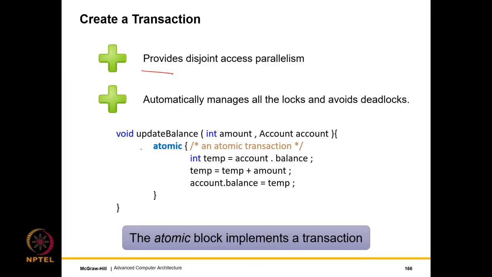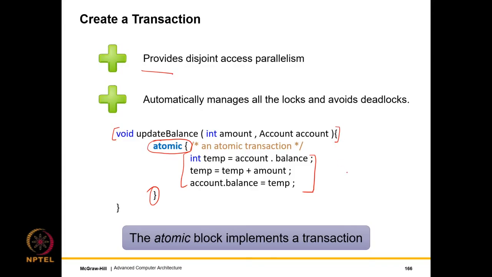So if I were to implement the same code using transactional memory, the signature of the function would remain the same. The basic code would remain the same, but here is where the magic happens. I will just enclose the critical section within an atomic block, and the transactional memory subsystem would automatically do the rest. Right?